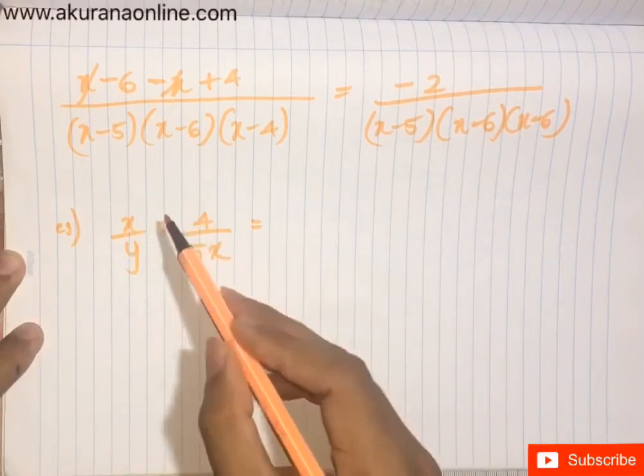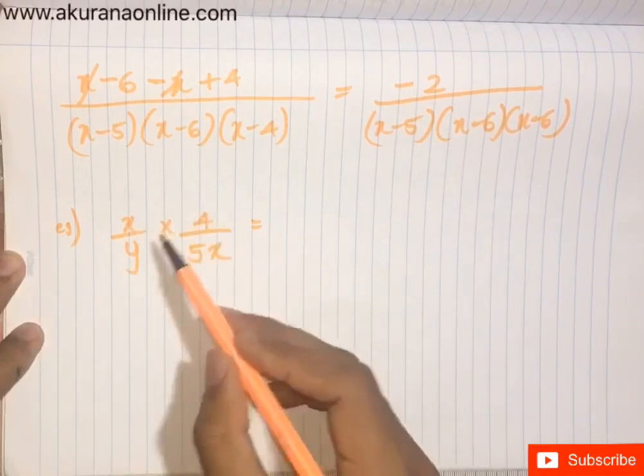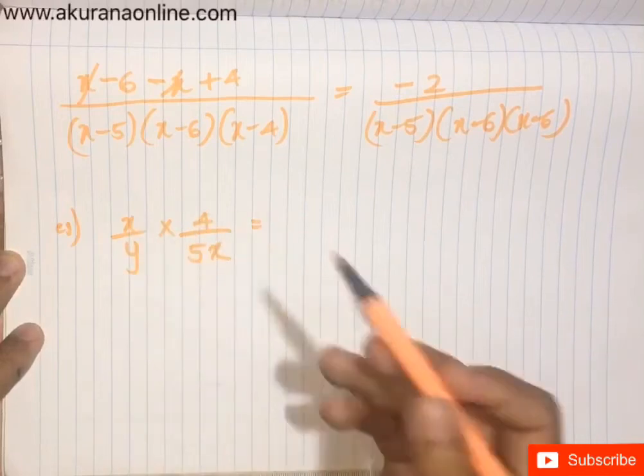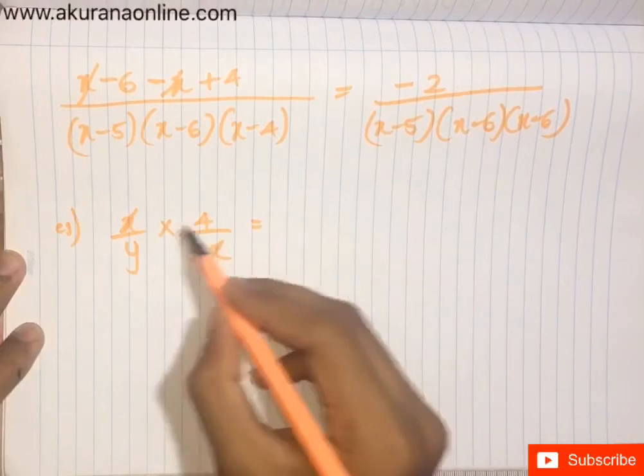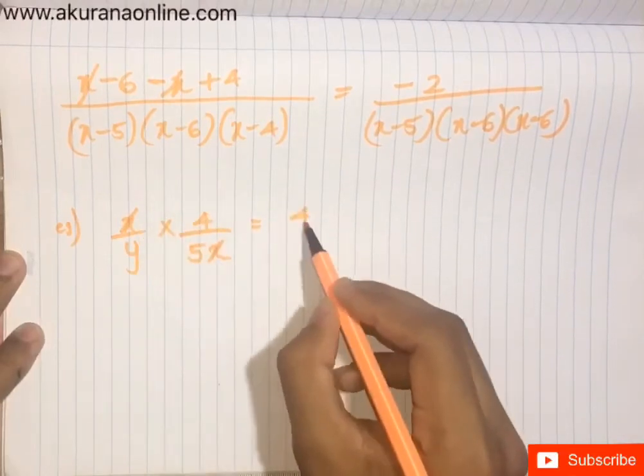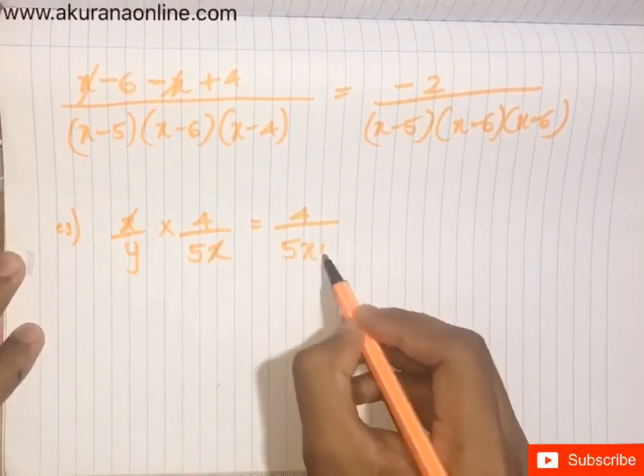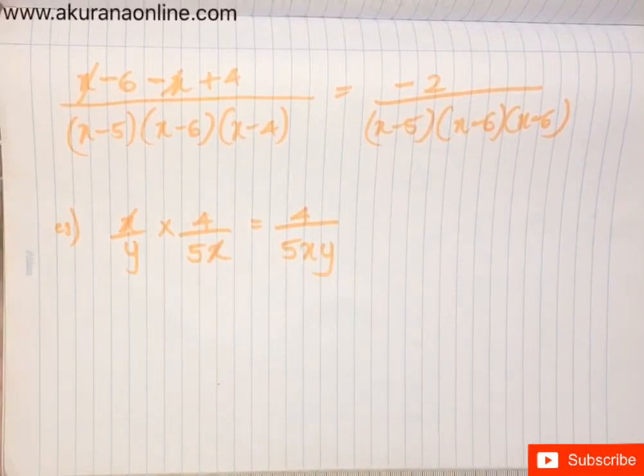Also, if you have common terms in the numerator and denominator, wherever you want, you can factorize them. Now I can cancel this x and x. Therefore, finally you have 4 into 1 is 4 over 5xy. Are you clear with this? Okay. This is about multiplying fractions.